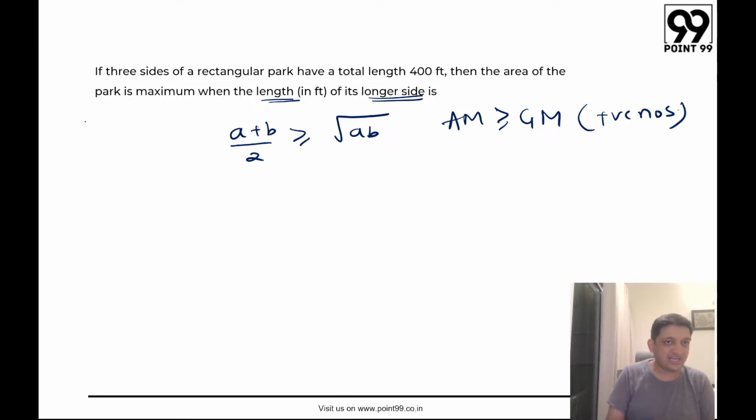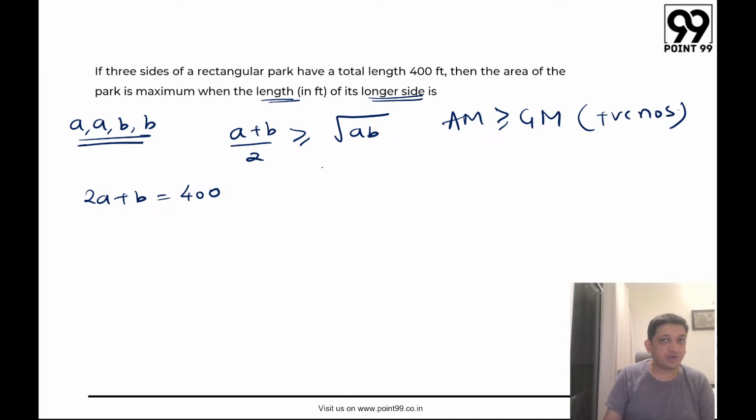Let's say for example that the sides of the rectangular park are a, b, b. ठीक है, ये चार sides हैं हमारे पास. Now what happens in this context? We know that two sides will be equal. अगर मैं तीन sides को add कर रहा हूं तो, one side will be the unequal one. So let's say हम लोग लेते हैं 2a plus b. Now 2a plus b is nothing but 400. That is what has been given to us.